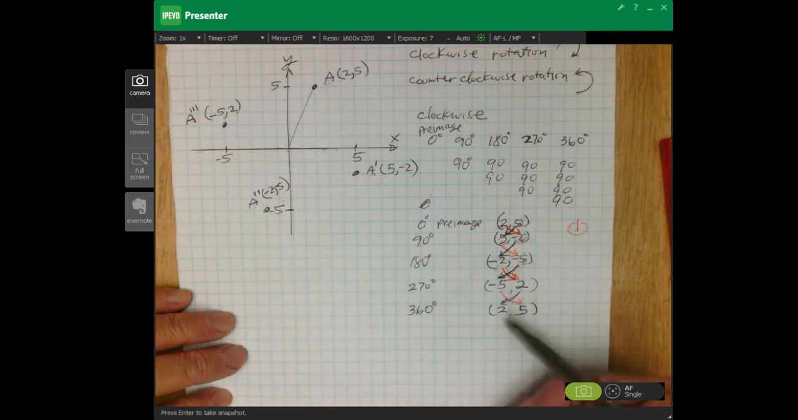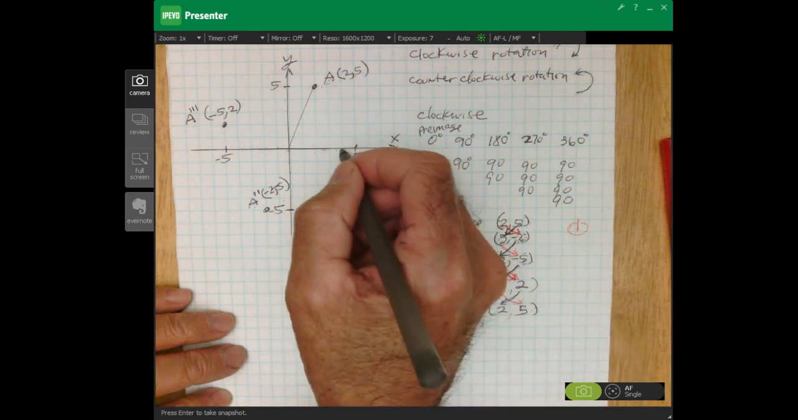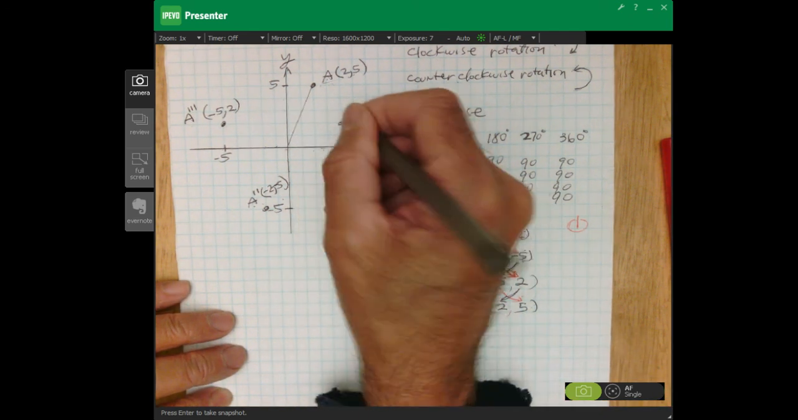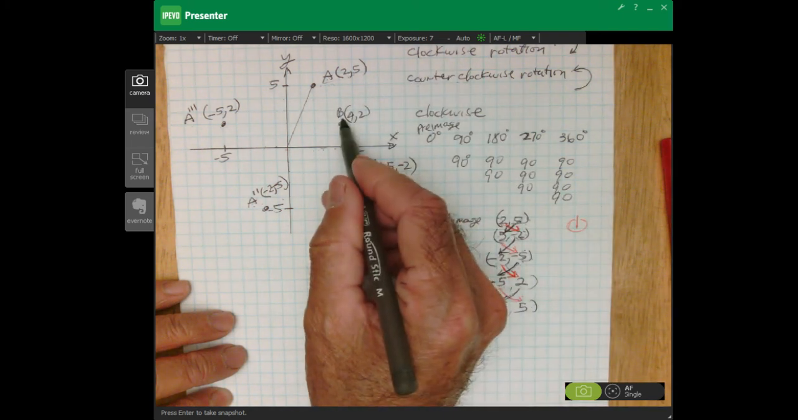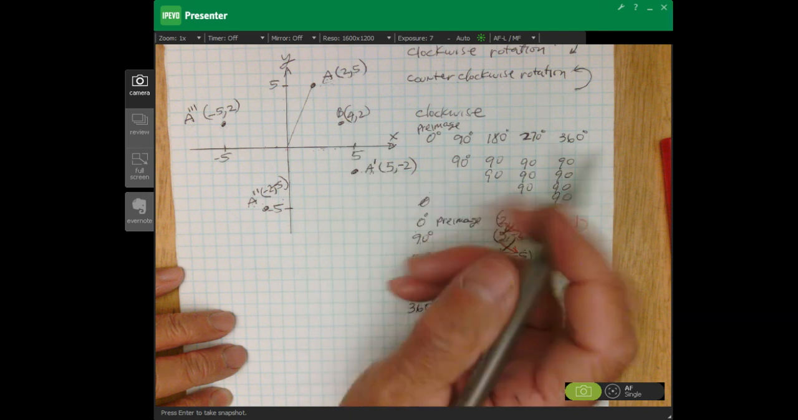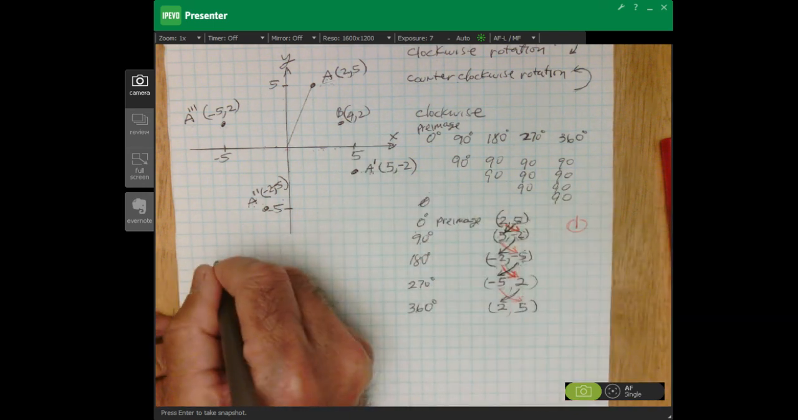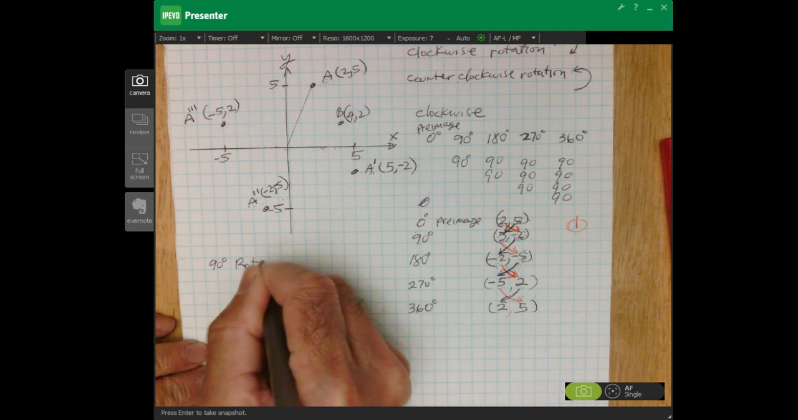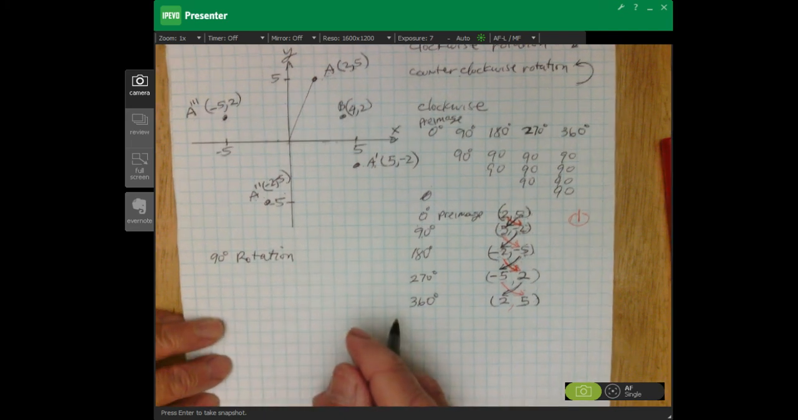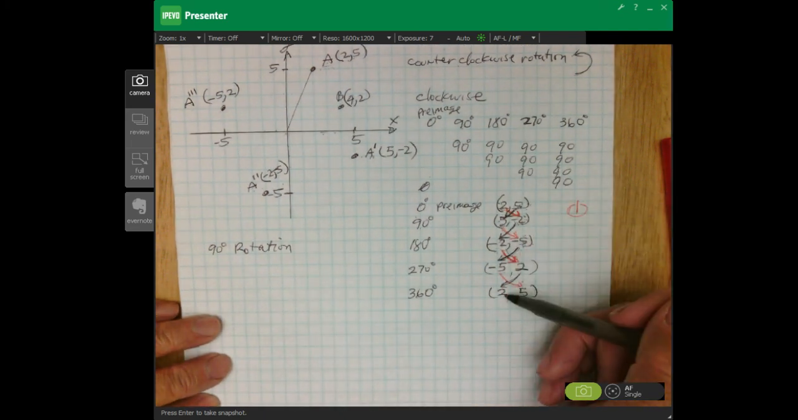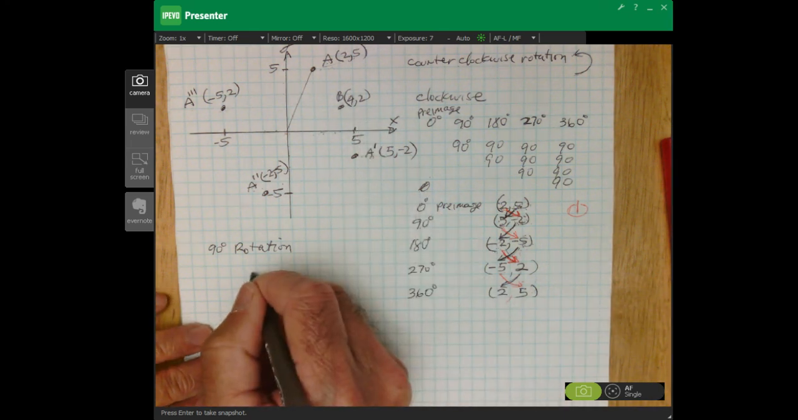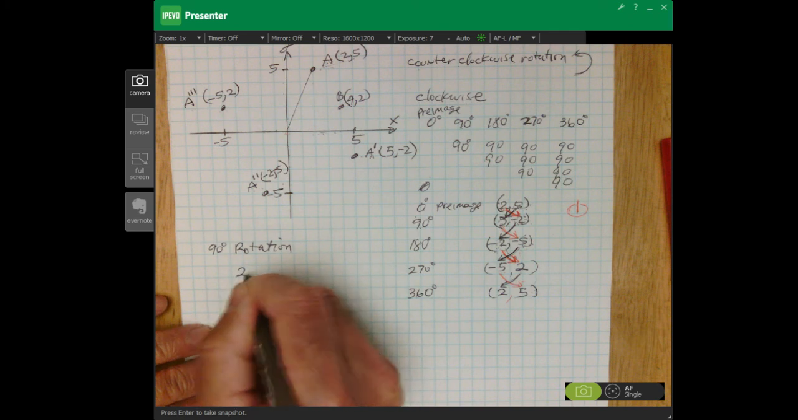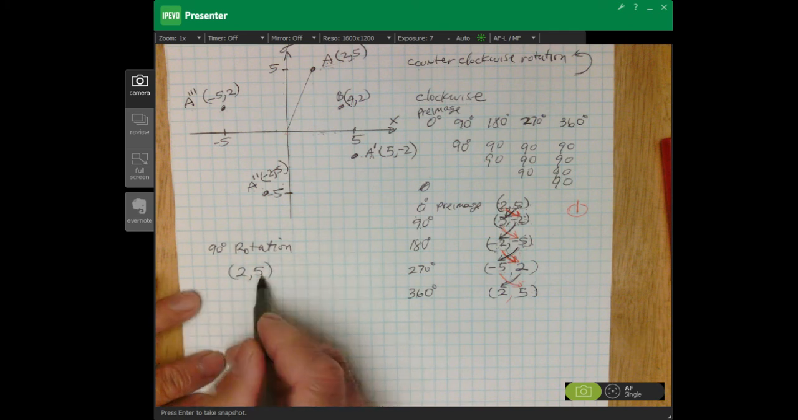Now, once you've done that, what happens if we have another point? Let's say 4, 2. And we'll call that B. What if we want to find out what is B prime after a 90-degree rotation? Okay. Now we can use what we just did to figure that out on this one as well, right? So we can go 2, 5.